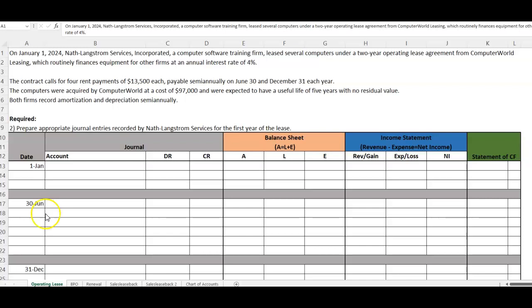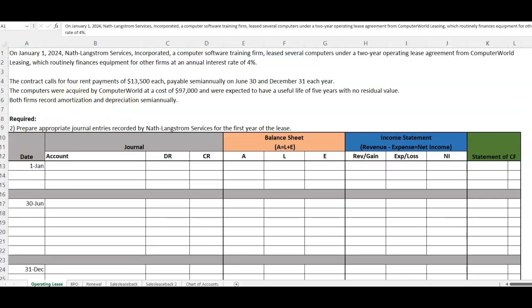So let's look at this example and see what's going on. On January 1st, Nathan Langstrom Services Incorporated, a computer software training firm, leased several computers under a 2-year operating lease agreement with Computer World Leasing, which routinely finances equipment for other firms at an annual interest rate of 4%. The contract calls for 4 rent payments of $13,500 each, payable semi-annually on June 30th and December 31st. The computers were acquired by Computer World at a cost of $97,000 and were expected to have useful lives of 5 years with no residual value. Both firms record amortization and depreciation annually.